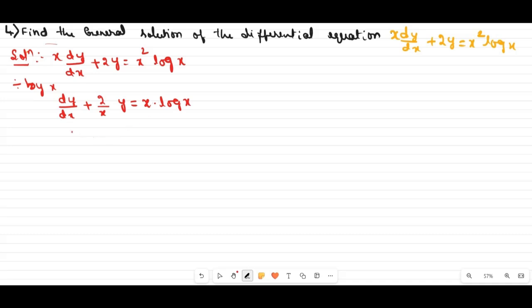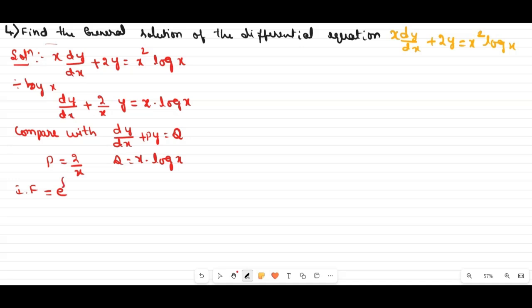Okay, now let me compare this with the general equation of linear differential equation, dy by dx plus py is equal to q. See there, in the place of p we are having 2 by x. In the place of q we are having x into log x. So now what we should do, first thing we should find out the integrating factor.